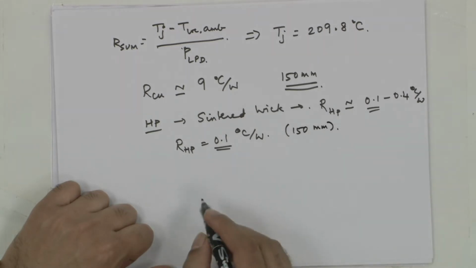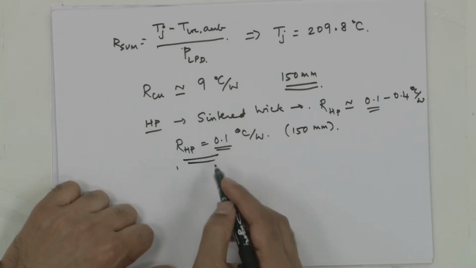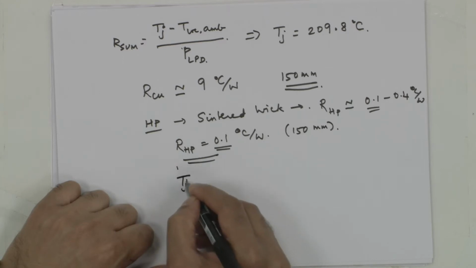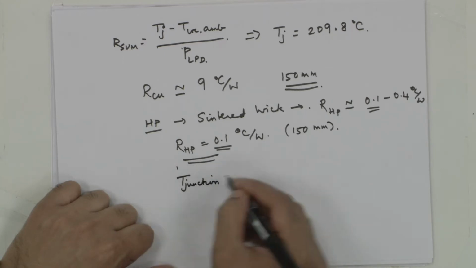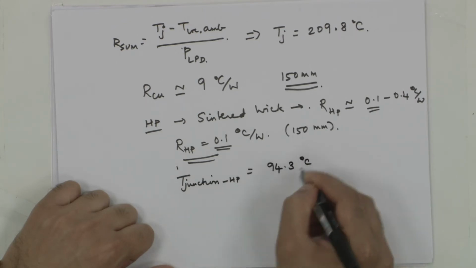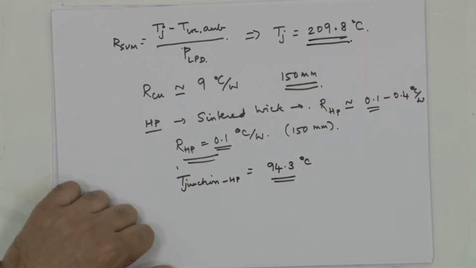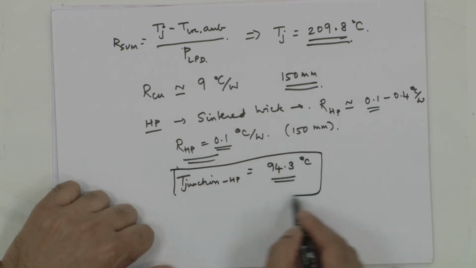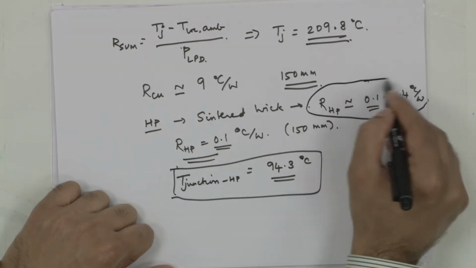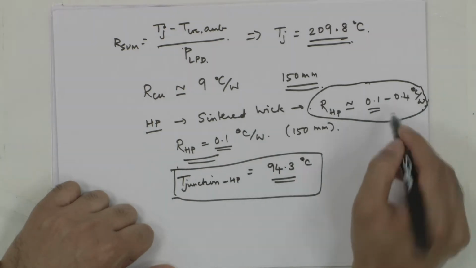We use that, and if we replace copper with this, then because this resistance is much smaller now, if we calculate a junction temperature with heat pipe, then it turns out to be 94.3 degrees Celsius, which is well below what is needed for cooling these things. So, in this example, even though we did not substantiate these numbers, these are typical numbers provided by manufacturers or tested values as well, and they are in this range.